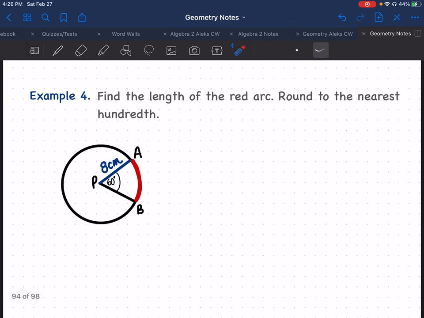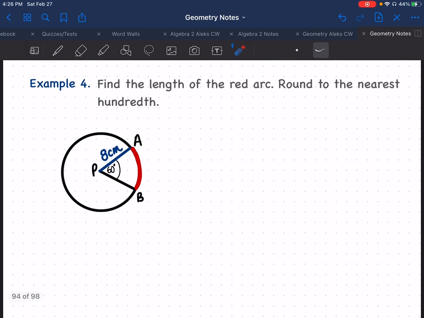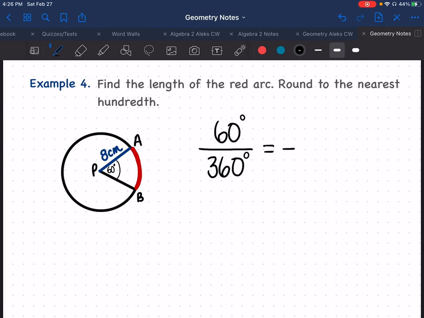Here we go. Find the length of the red arc, round to the nearest hundredth. So my formula says I'm going to take my central angle, which is 60 degrees, and divide it by 360. What I want to show you is that both of these numbers should have a degree symbol with them. If you are not putting degrees over degrees, you are setting up the arc length problem incorrectly. Now they are asking me to find the arc length, right? They said right here, find the length of the red arc. So this is what I want to know, and it is okay to just call it x.